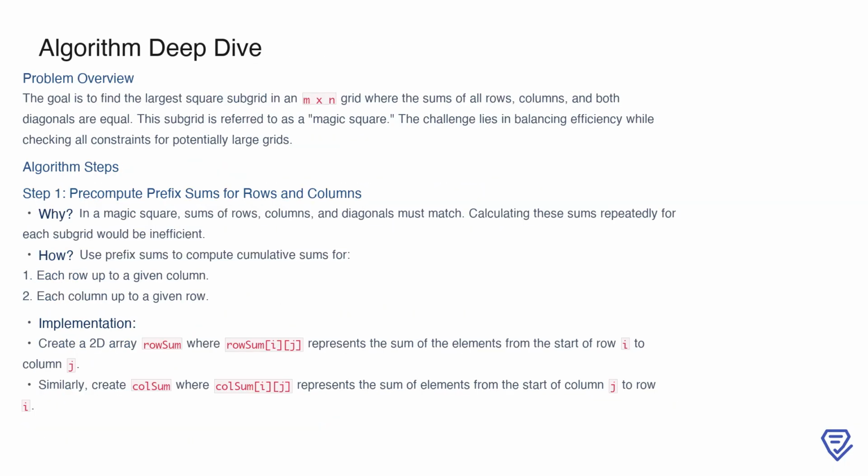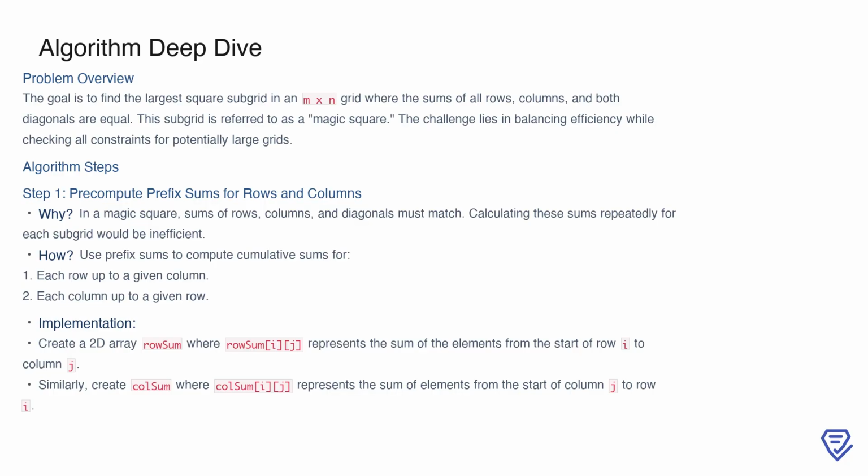The problem we're solving involves finding the largest square subgrid within an M×N grid where the sums of all rows, columns, and both diagonals are equal. This is known as a magic square. The challenge here is to efficiently verify these conditions, especially for large grids, while keeping the algorithm optimized.